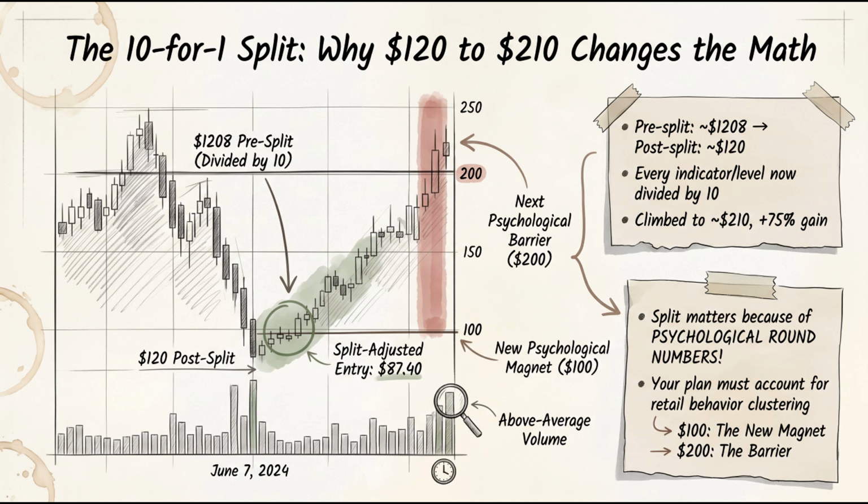This split reset our psychological landscape. $100 is our new base, and $200 is the current barrier. Your plan has to respect how retail traders cluster their orders around these specific, split-adjusted round numbers.